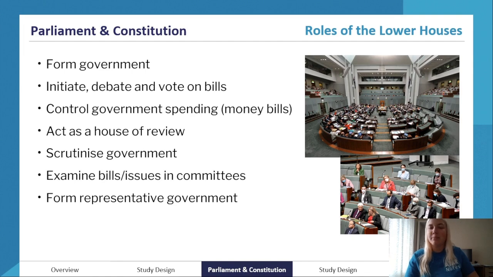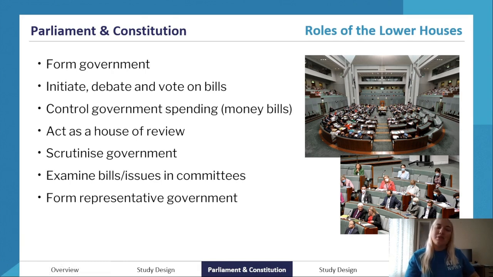So any money bills, any bills related to increasing or changing funding for any sector in Australia, or if it's state level within Victoria. This is important because this is a key differentiating role. The Senate actually cannot initiate money bills. This is exclusively a role of the lower house. And it makes sense because the lower house forms government, which is also exclusive to the lower house.